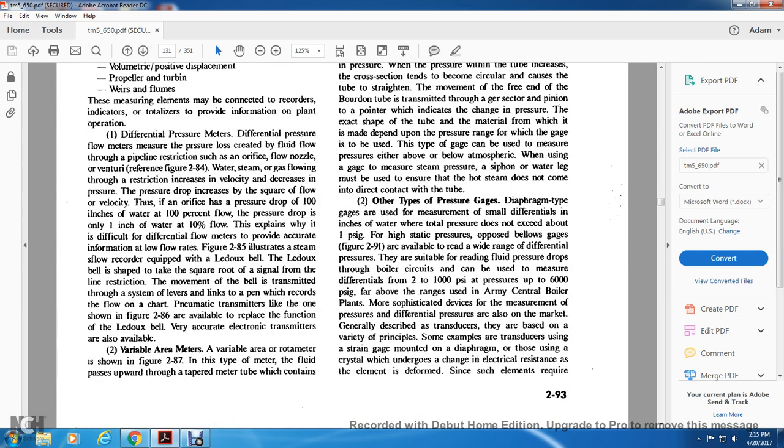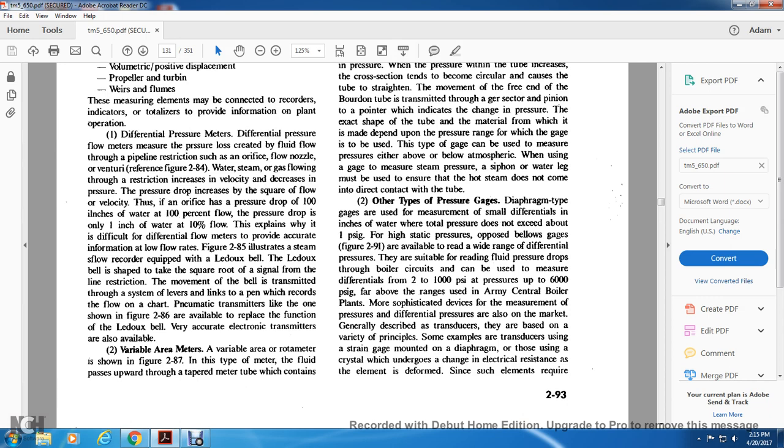Another type of pressure gauge, the diaphragm type, is used to measure small differentials in inches of water when the total pressure does not exceed 1 psi gauge. The high static pressure bellows gauge of figure 291 is available to read a wide range of differential pressure, suitable for reading the fluid pressure drop through the boiler circuit, and can be used to measure differentials from 2 to 1,000 psi at a pressure of 6,000 psi gauge.